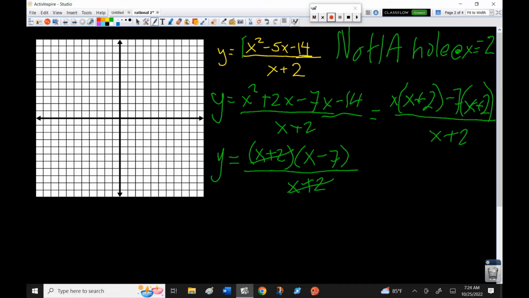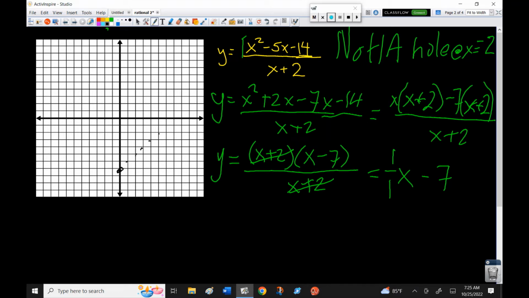So it turns out that this graph is x minus 7, which is just a straight line with a slope of 1/1 and a y-intercept of -7. So let's go over here, ladies and gentlemen. Let's go to 1, 2, 3, 4, 5, 6, 7. Let's put our dot. All right. Then we go up 1 to the right one, up 1 to the right one, up 1 to the right one, up 1 to the right one, up 1 to the right one.